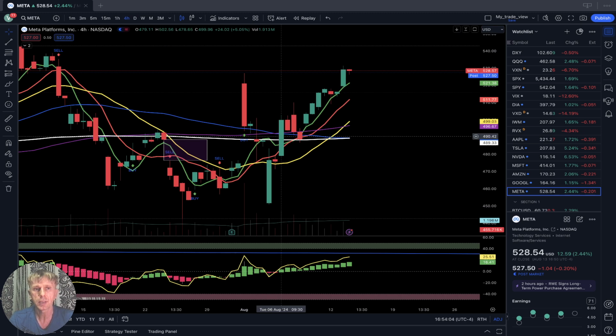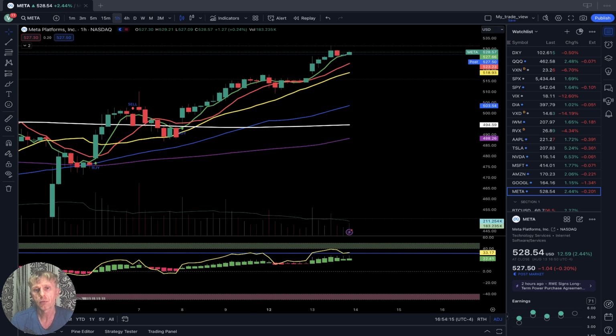4 hours time frame, same bullish trend. Last bar above all moving averages and bullish setup. SMA 20 did a bullish crossover over 200. And 1 hour time frame, last bar above all moving averages, bullish trend. RSI detached from overbought territory. Bullish trend. Meta is bullish on all time frames.